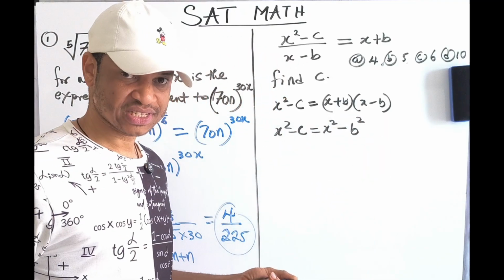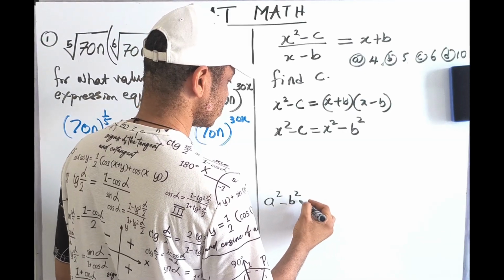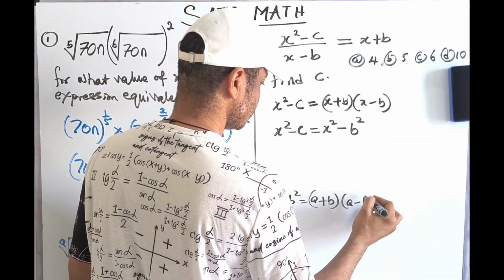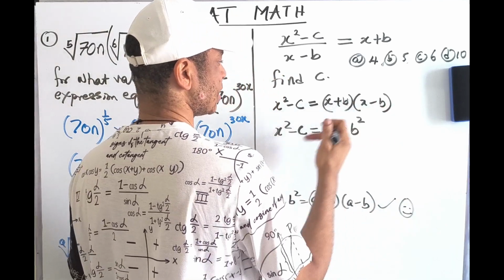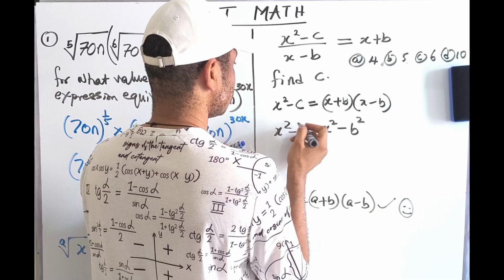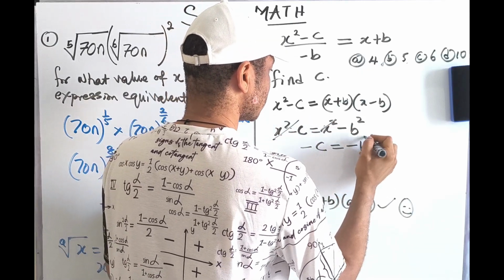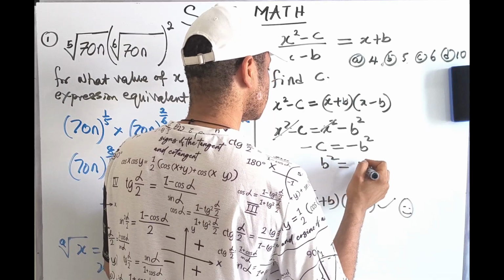You should know this expansion. You should know that a squared minus b squared is a plus b, a minus b. You should always see them, plus minus. So this means if I collect like terms, this is minus c is equal to minus b squared. So b squared is equal to c.